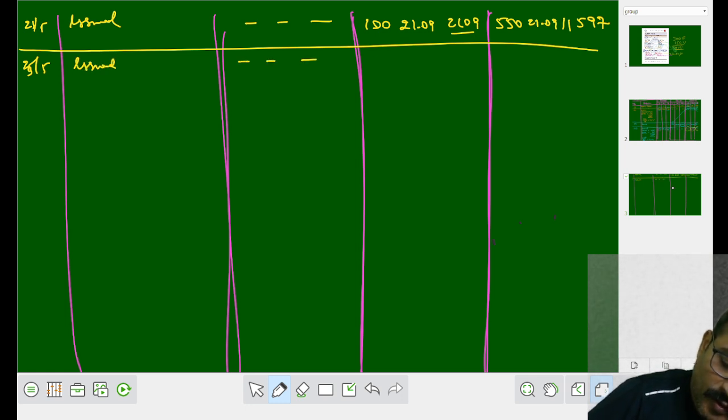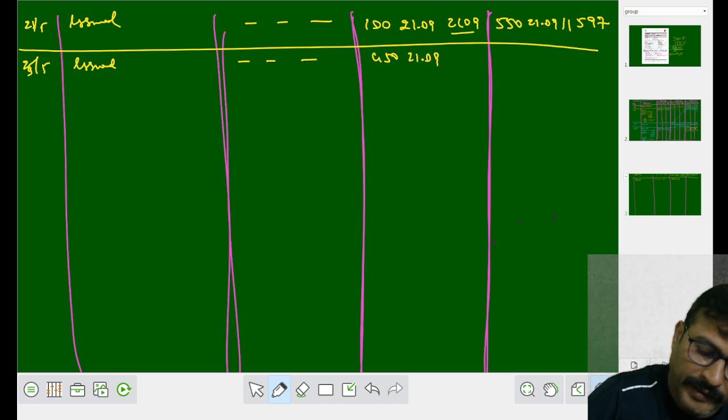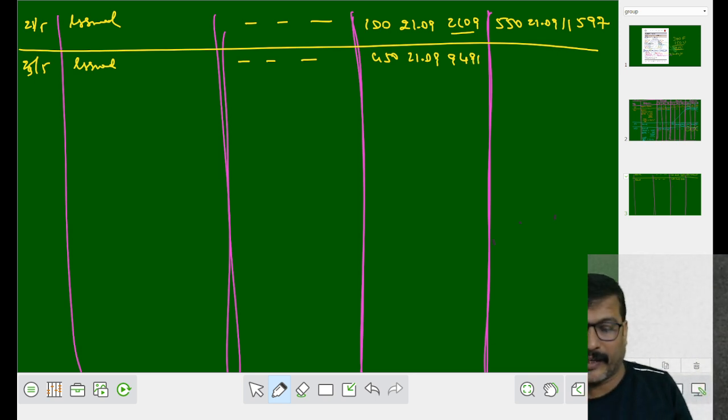How many units? 450. What rate? Same, 21.09. 450 into 21.09 comes to 9,490.5. You take 91 rupees.